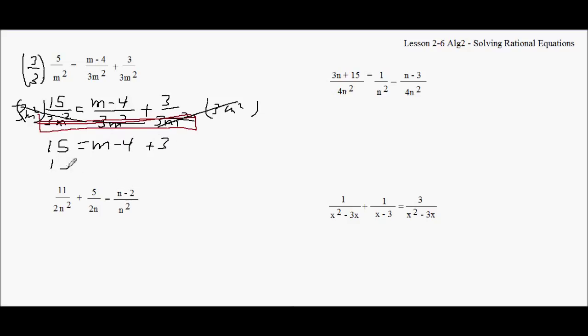Well, this is really easy. Now, 15 equals m minus 1. Minus 4 plus 3 is minus 1. Add 1 to both sides. And I get m equals 16. Nothing to it.